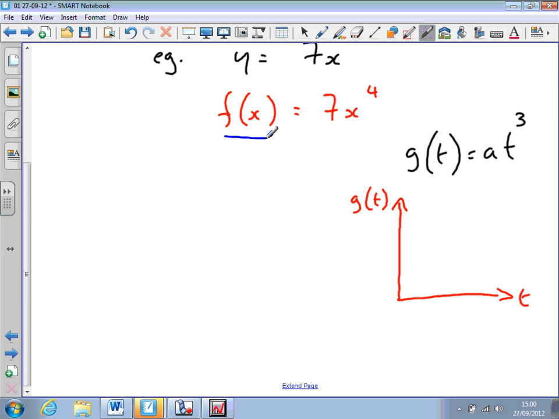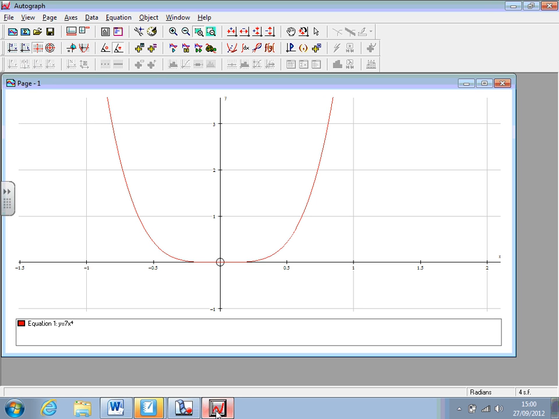And that's what I've done on Autograph. So if I go to Autograph and plot that function, here it is, y equals 7x to the 4. It will look a bit like that. When I do something to the power 4, because it's an even number power, it's always going to be positive. Squaring, it's always positive. Cubing, it can go negative. To the power 4, it goes positive. So that's one of the properties of a function like this: you only get positive values. And there it is. Notice that unlike a quadratic, it goes a bit flat at the bottom here.